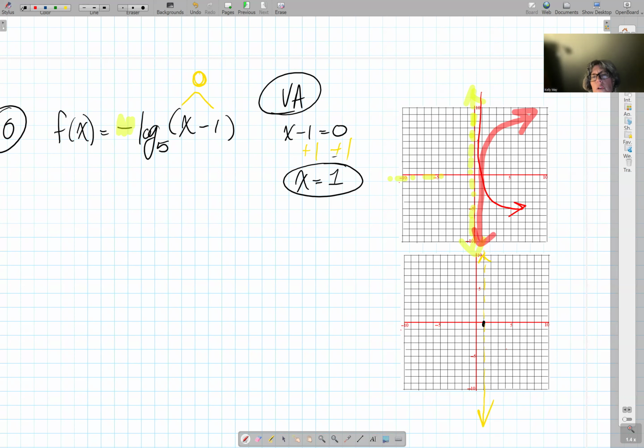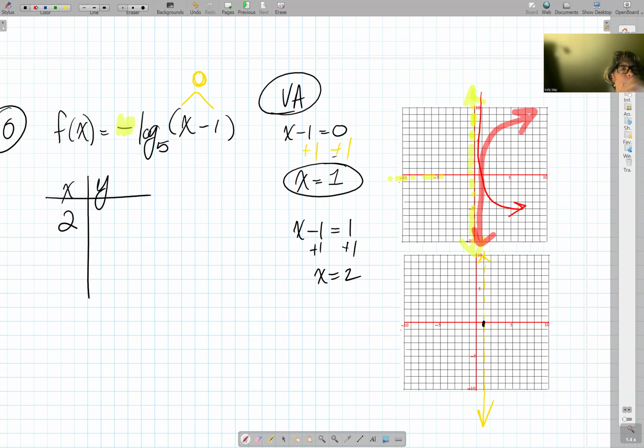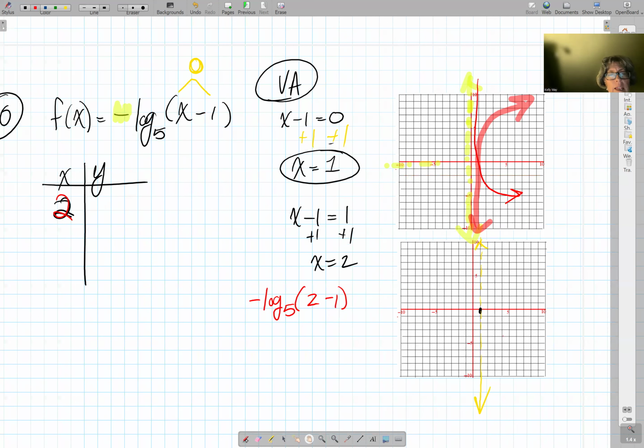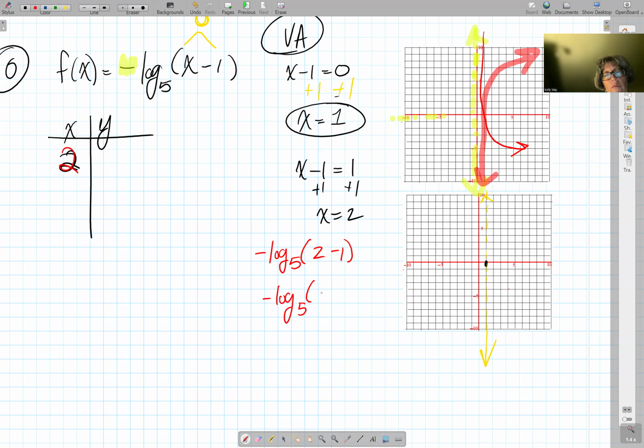Okay, the other two things you want to do is I'm going to now take that 1, and I'm going to go x minus 1 equals 1 to get a couple intercept points going on here. And I'm going to add 1, x equals 2. So I'm going to start my chart, x y, at x equals 2. Color code this here. I put a 2 there. Got it. And I have negative log of 5, and I'm going to have 2 minus 1. And negative log of 5 of 1. Now remember, log of 1 is 0. So that just becomes 0. So at 2, y is 0, so it's our intercept point.